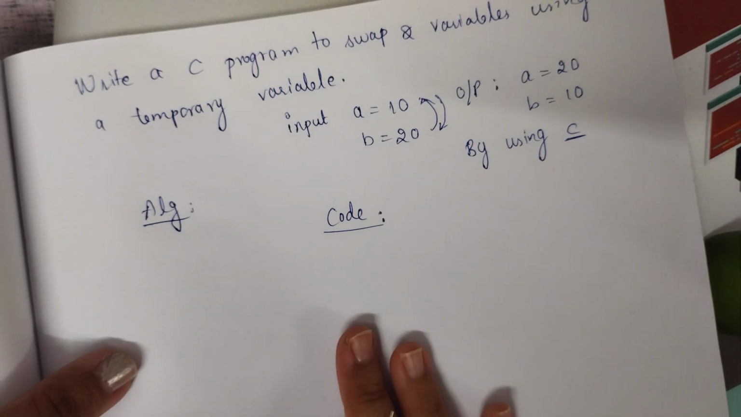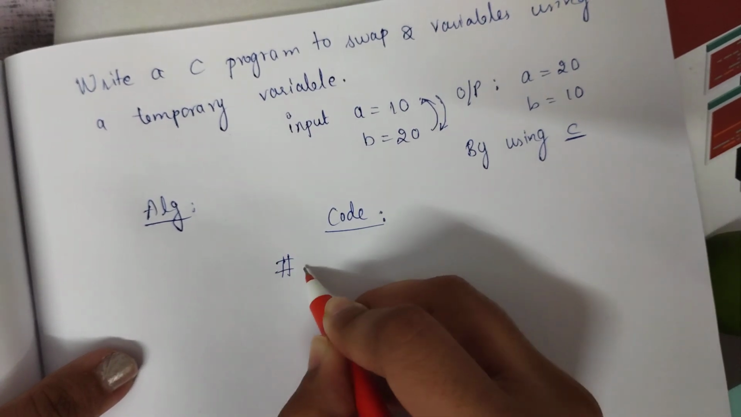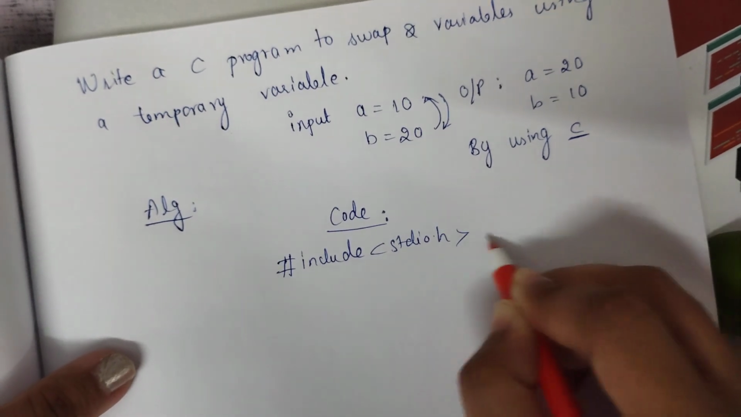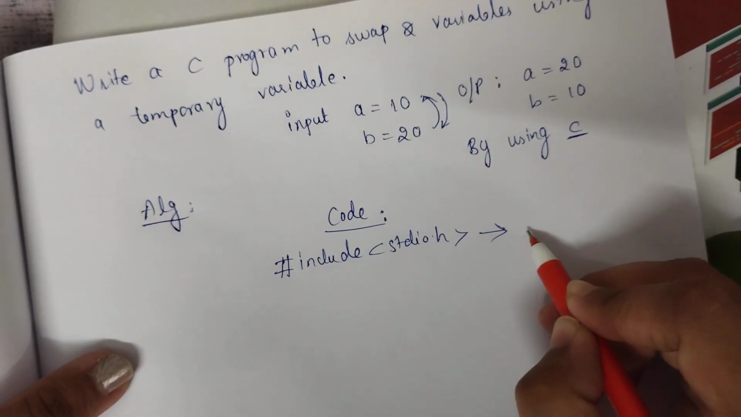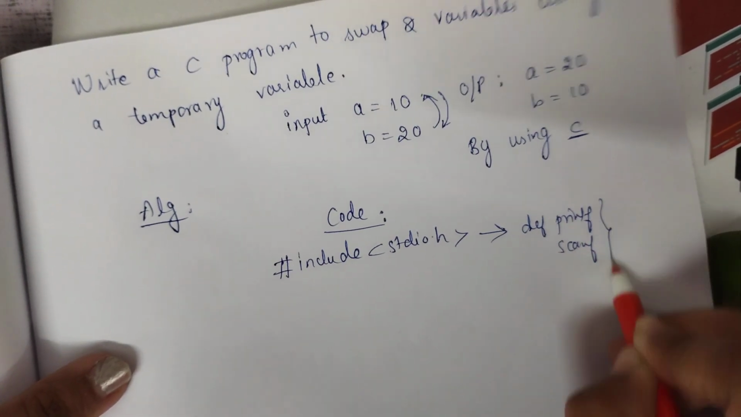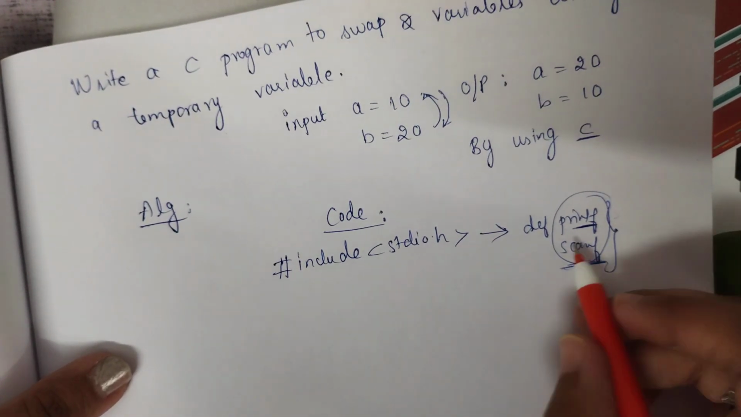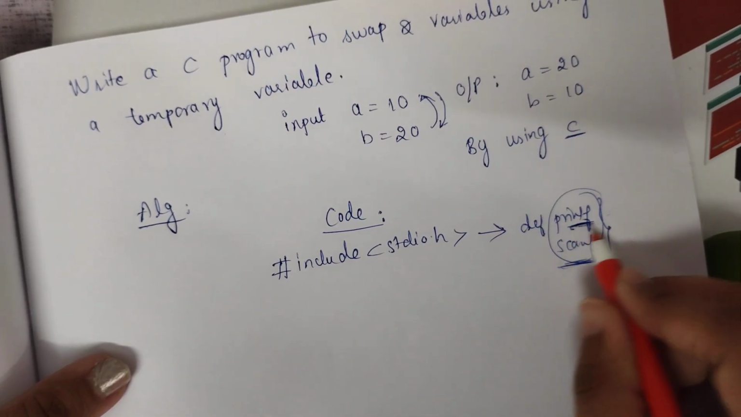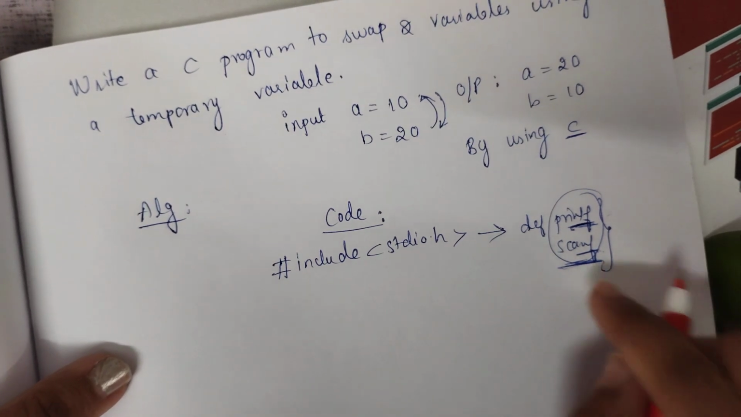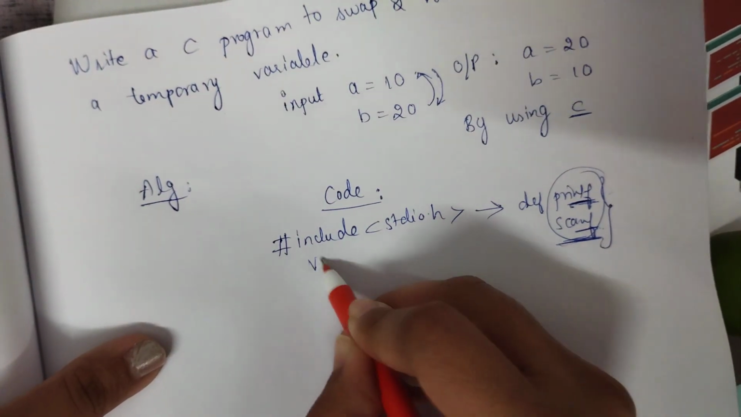As we know, in C language we use our library, that is hashtag include stdio.h. It includes all the definitions of printf and scanf. These both play a very important role. Printf is used for printing the output, and scanf is used to scan the variables. Then we'll be using our void main.